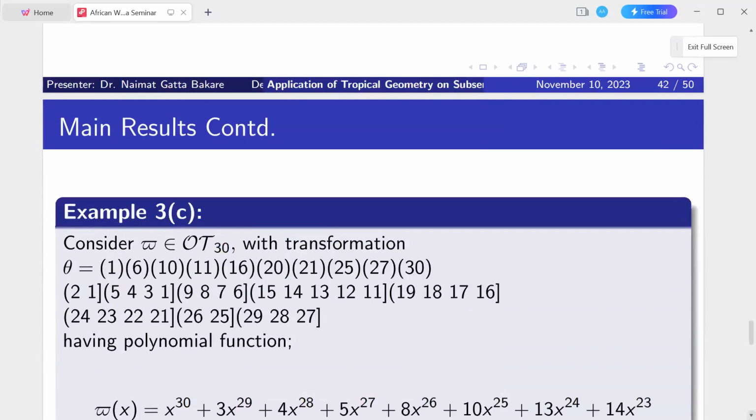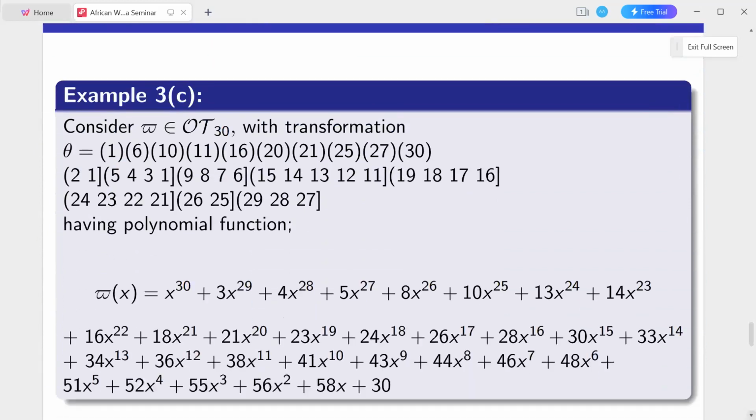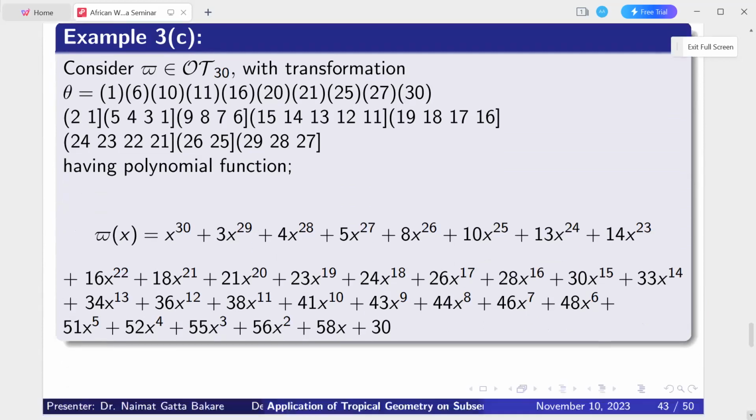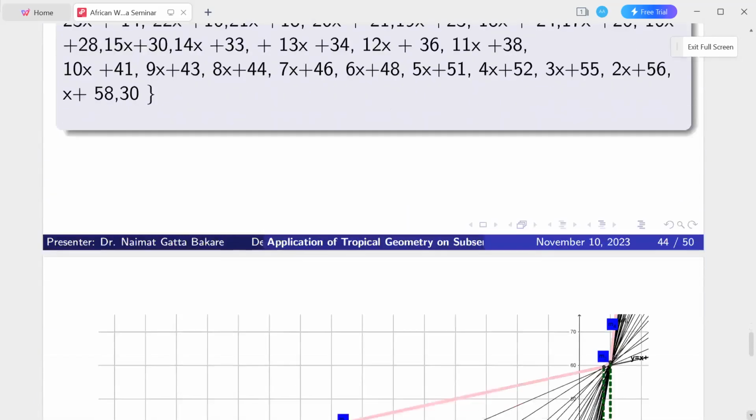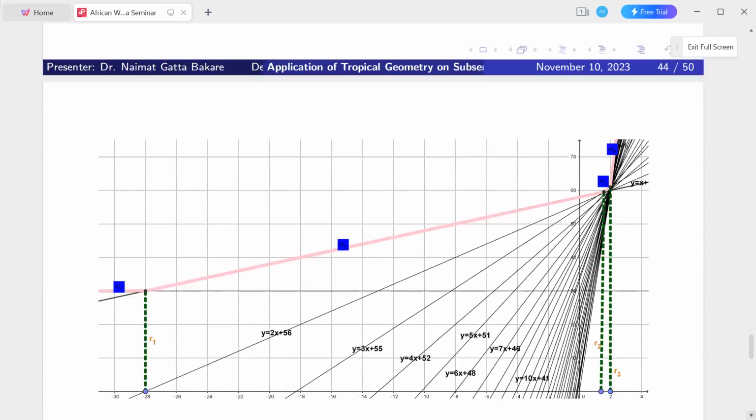So we look at the third example, considering the highest number of n, which is n equal to 30, and see what will happen. Is it going to work irrespective of the value of n? That is what we are trying to check. That is why we are taking a lower number of n, a middle number, and equally the highest number of n. Taking the highest number of n, look at their polynomial, and look at their tropical, and see our graph. Look at the number of lines we are able to obtain.